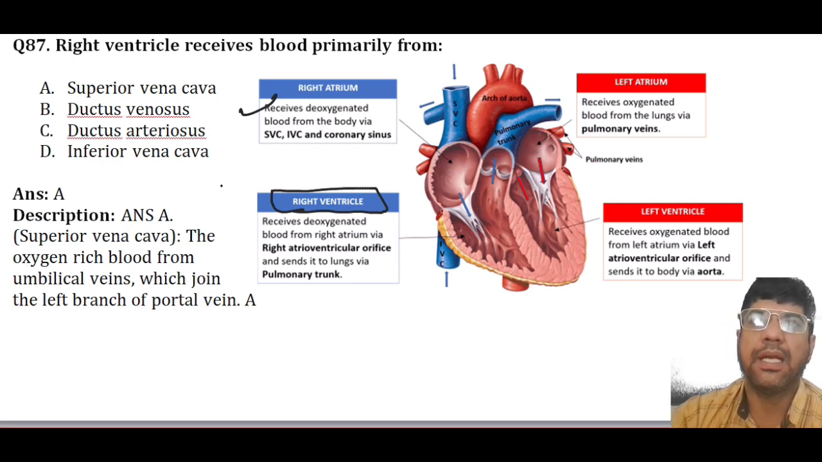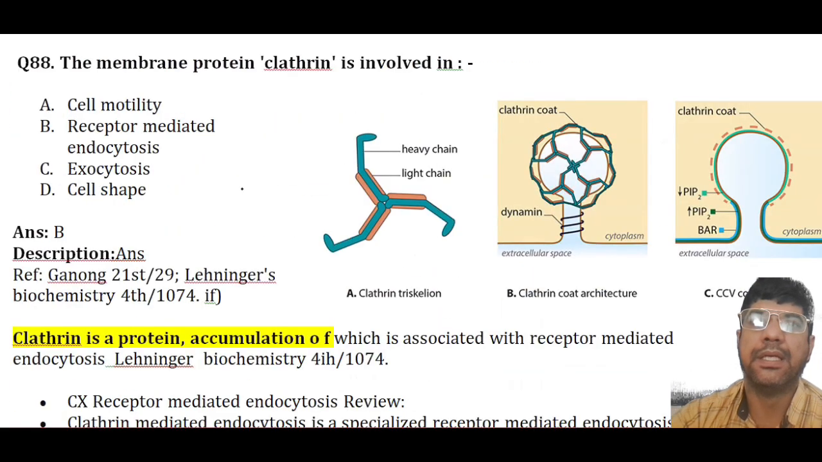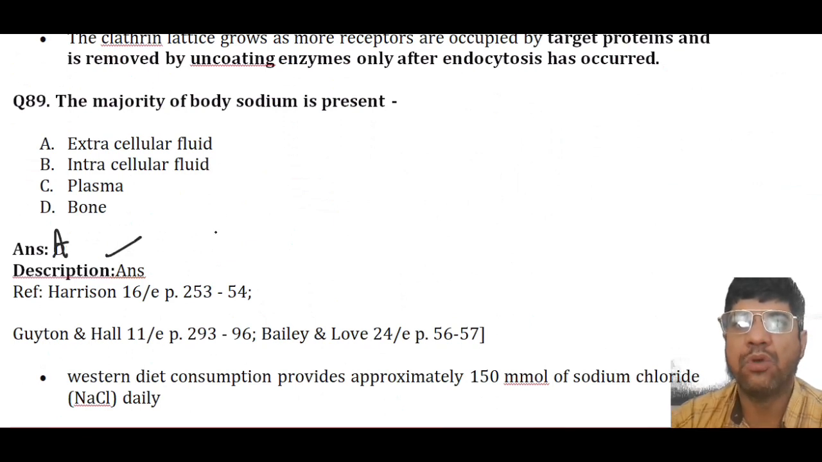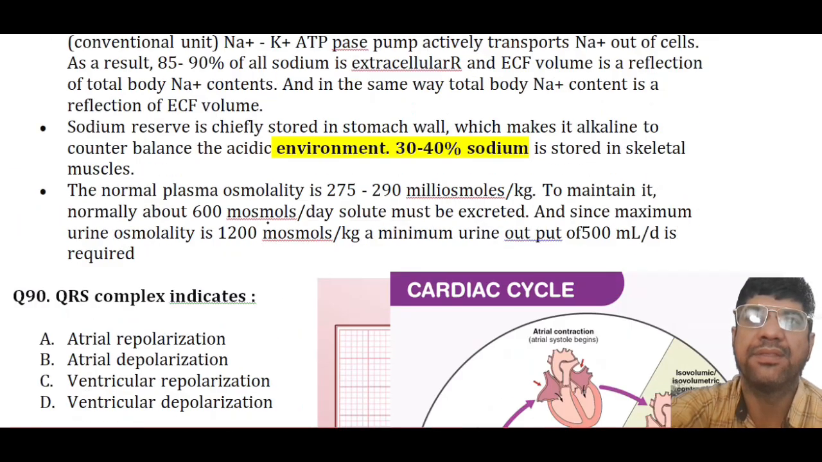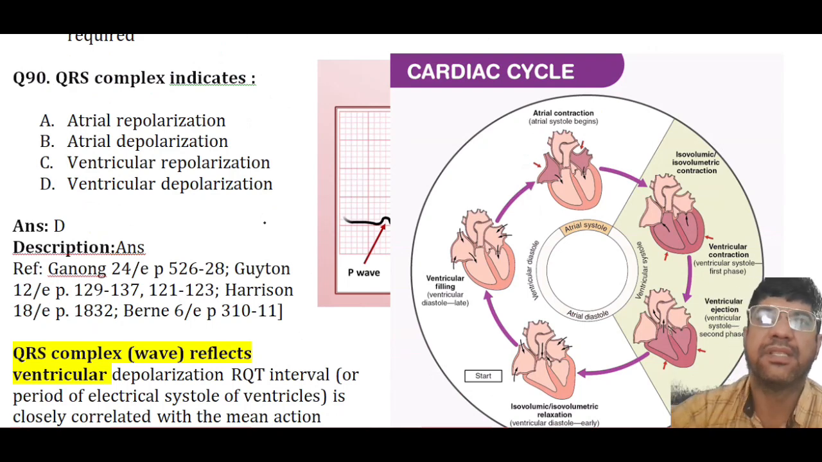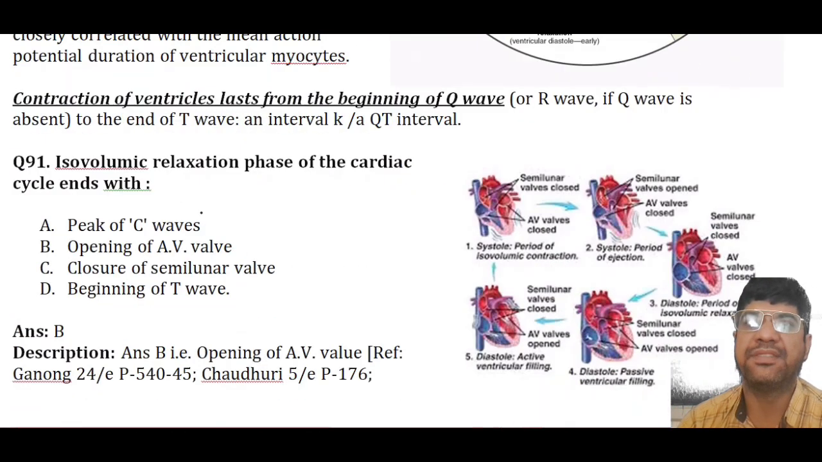The membrane protein clathrin is involved in, answer is D. Already discussed. The majority of the blood sodium is present in the extracellular fluid. So sodium is the most abundant cation that is present in the extracellular fluid. QRS complex indicates the ventricle depolarization. Already discussed. The isovolumic relaxation phase of cardiac cycle ends with the opening of the AV valve.